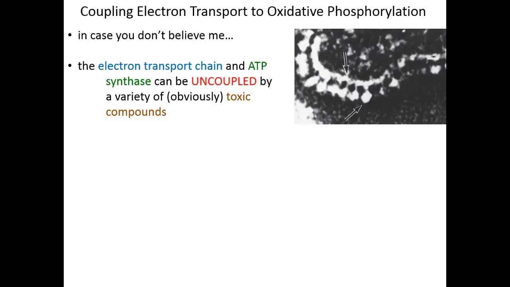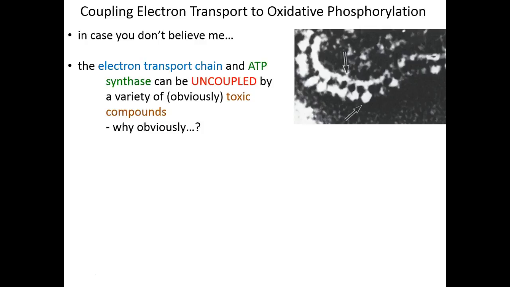It's pretty beautiful. The electron transport chain and ATP synthase itself are a coupled process. In fact, ATP synthase goes by another name, which is complex 5, to show that it comes directly after complex 4 of the ETC. But we can uncouple these processes as well. And this uncoupling can be achieved by some toxic compounds. I'm saying obviously toxic here.